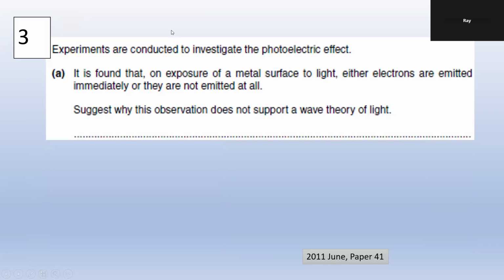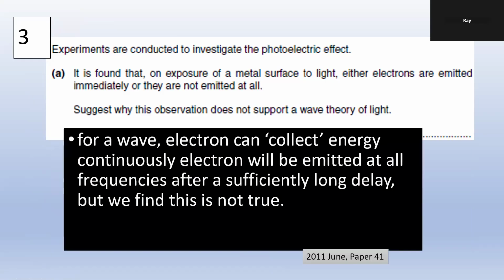Experiments are conducted to investigate the photoelectric effect. It is found that on exposing a metal surface to light, either electrons are emitted immediately or they are not emitted at all. Suggest why this observation does not support the wave theory of light. For wave theory, electrons can collect energy continuously. Electrons would be emitted at all frequencies after a sufficiently long delay, but we find this is not true.